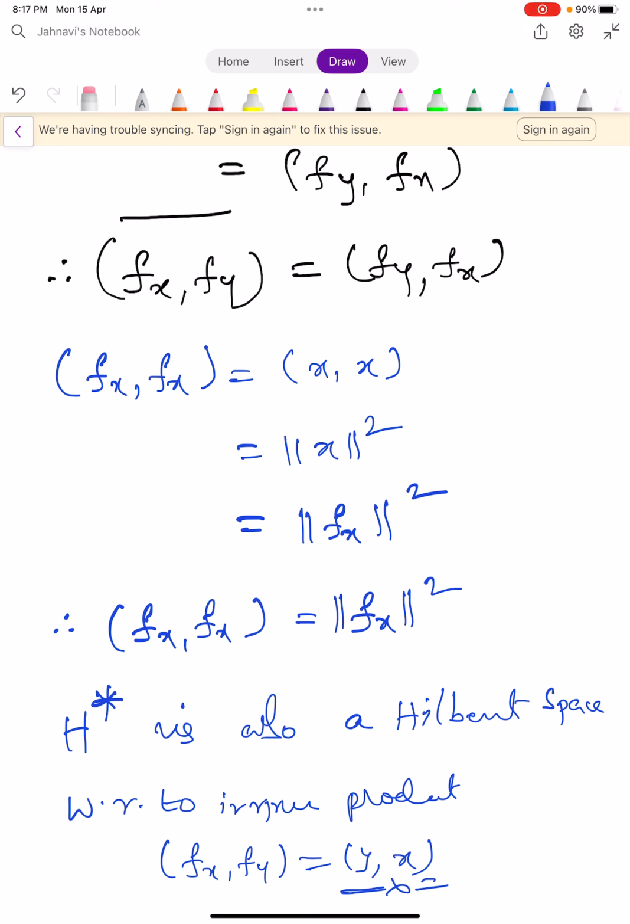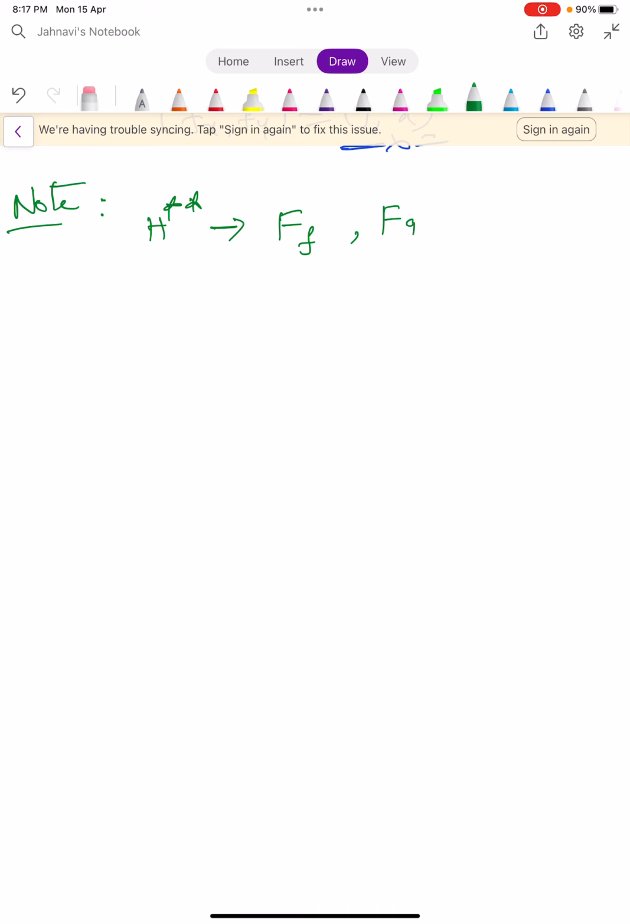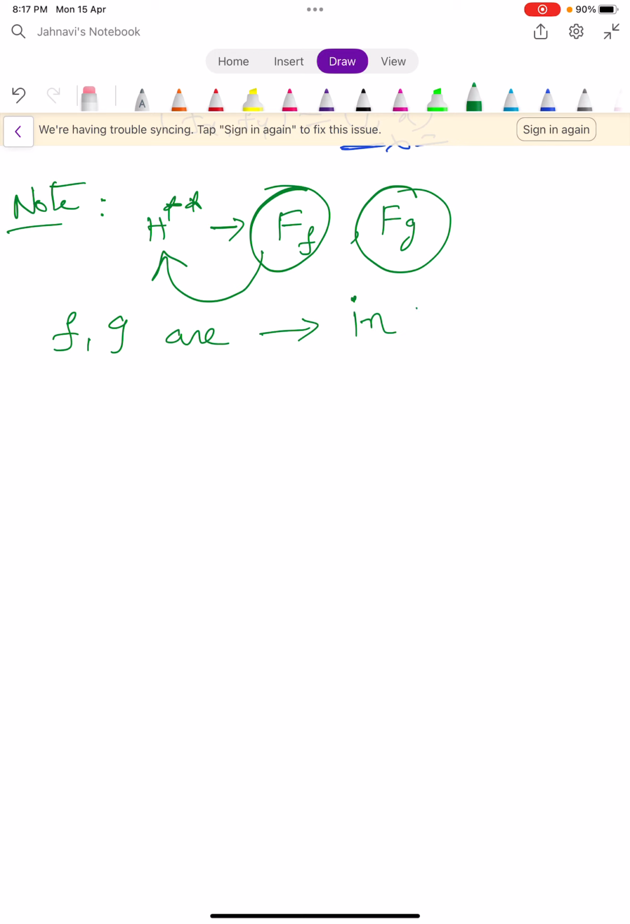In the same video, we learn one important note point, or important lemma, without proof. Let us learn this note point. Suppose we denote the elements of H star by capital F small f and capital F small g. These are elements of the double conjugate, second conjugate space, where f comma g are corresponding elements in the H star conjugate space. H double star means second conjugate space, H star means conjugate space.